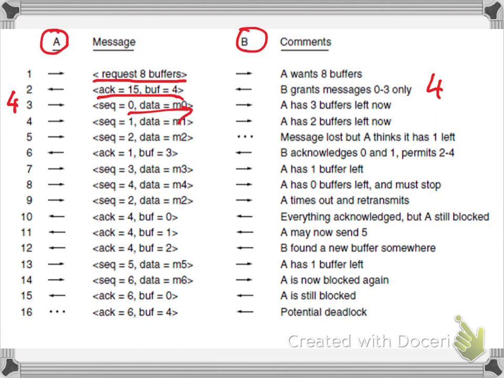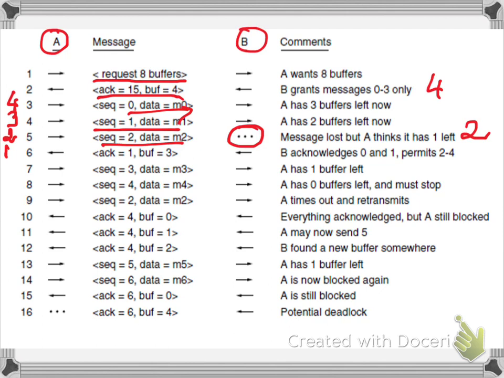Now A has got 3 buffers left. Then it sends the second data, and it has got 2 buffers left. Then it sends the third data. It assumes that it has got 1 buffer left. But unfortunately, the third data message gets lost. Now at the receiver side, how many buffers are there? 2 buffers are there. But A thinks that it has got only 1 buffer.